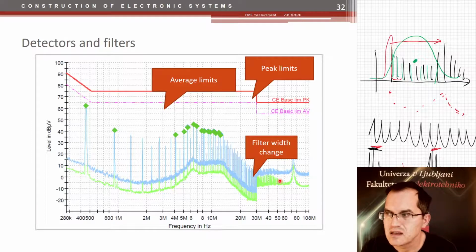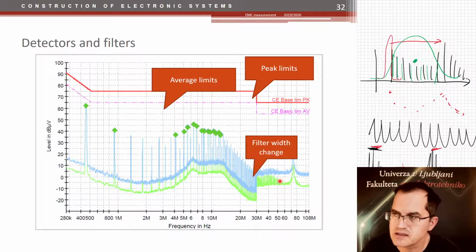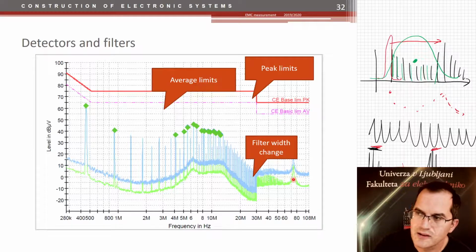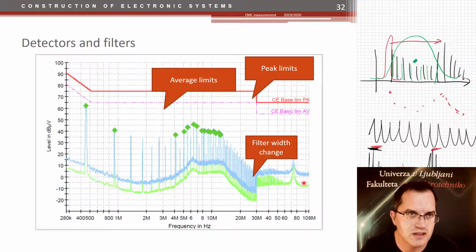The thing is that changing the filter here is important because if you have a narrow filter, then it will take forever to do your measurements, because here till 30 megahertz you have 30 megahertz to cover. Here from 30 to 108 you have 68 megahertz to cover. So to make it faster, the filter width is changed.